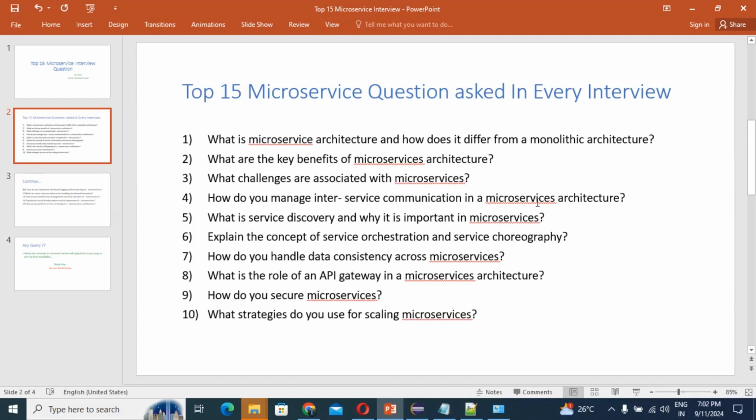So, first question: what is microservices architecture and how does it differ from a monolithic architecture? Please listen carefully and concentrate. Microservice architecture is a design approach where an application is built as a collection of small, loosely coupled and independently deployable services. What I have told, once again I will repeat.